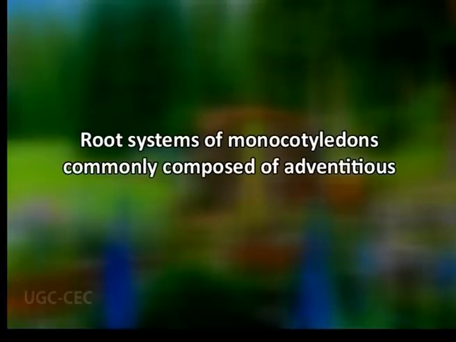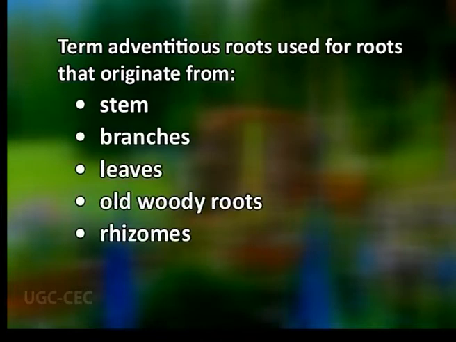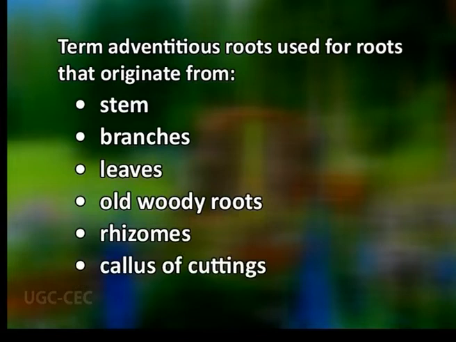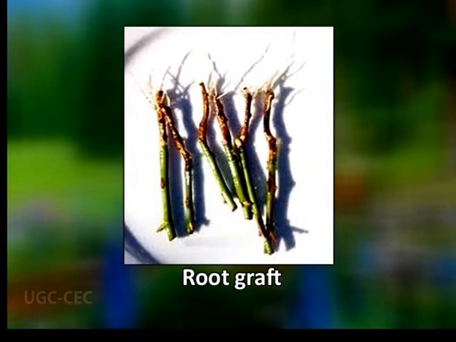The root systems of monocotyledons are composed of adventitious roots. The term adventitious roots is used for roots that originate from the stem, branch, leaves, old woody roots, rhizomes, or from callus of cuttings. Special importance has been given to those adventitious roots that develop from the callus of cuttings. Adventitious roots are important in plant propagation, particularly in rooting of stem cuttings and the generation of root systems on root cuttings or root grafts.